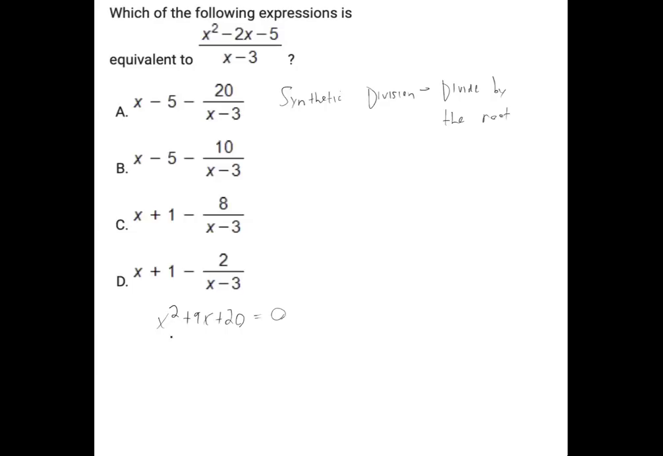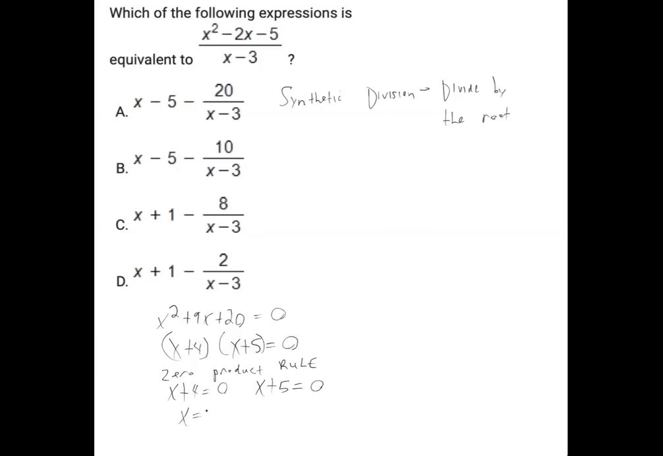If we factor that, the two numbers that add to 9 and multiply to 20 are 4 and 5. So we'd have (x plus 4)(x plus 5) equals 0. Those are your factors right there in parentheses. Now we can use the zero product rule, which is the idea that if those two parentheses multiply to 0, then that could only have happened if one of the parentheses themselves was equal to 0.